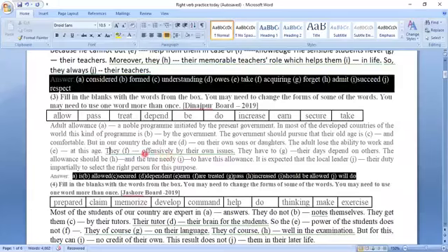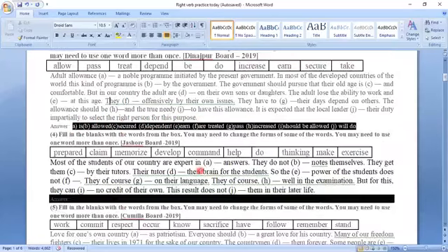Offensively means behaving in a way that you don't want someone to behave with you. They have to pass their days depending on others. The allowance should be increased, and the truly needy should be allowed to have this allowance. It is expected that the local leader will do their duty impartially to select the right person for this purpose.